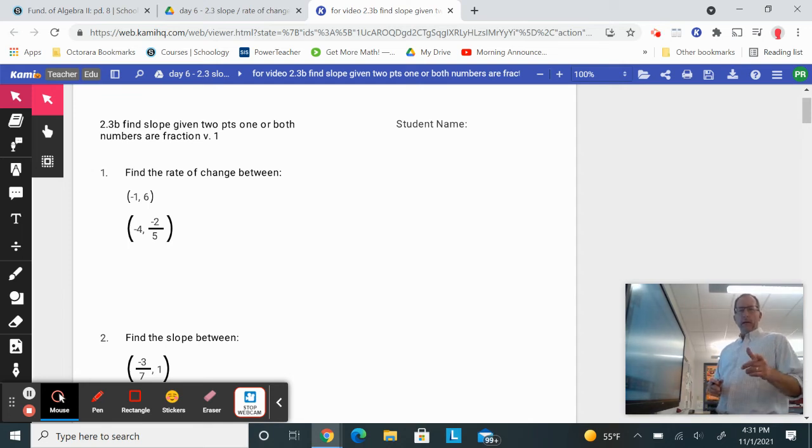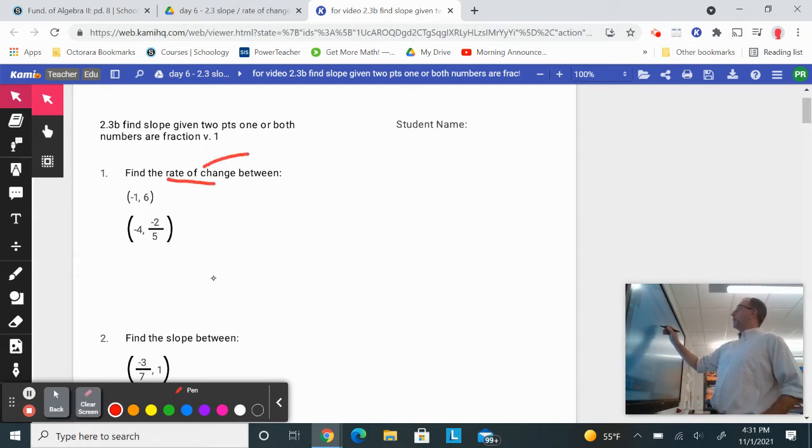Hello there. In this video, we're in lesson 2.3, which is about slope and rate of change. And we are going to find the slope given 2 points where one or both of the coordinates will contain a fraction. Here in number one, the first point is negative 1/6, second point is negative 4, negative 2/5. So you have a fraction here. So how do you do this problem?